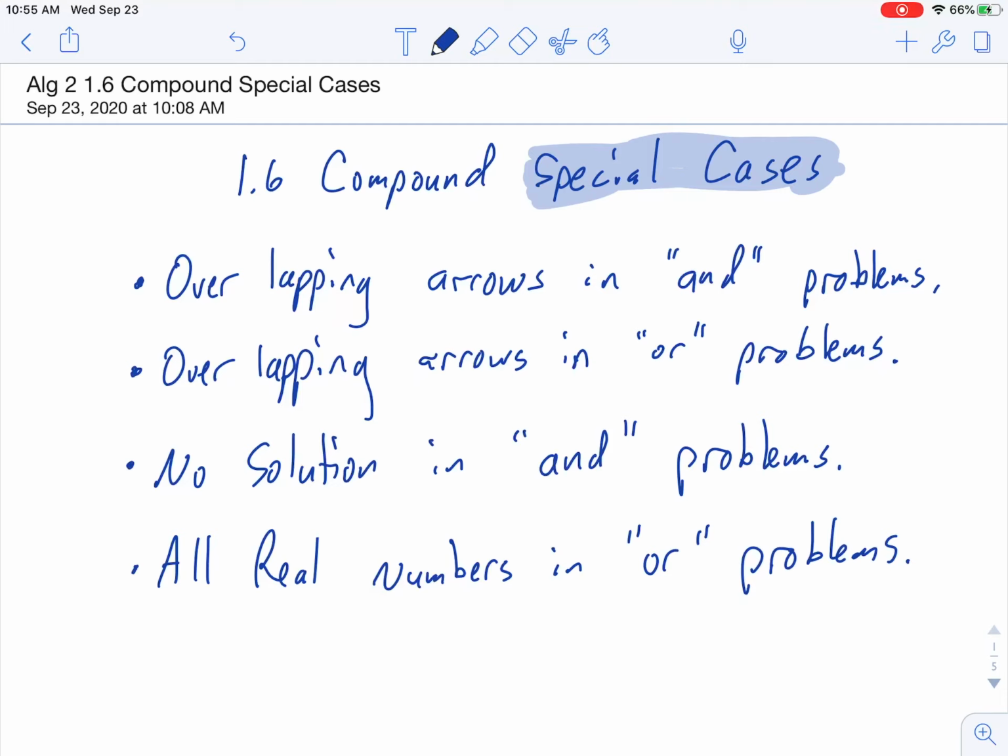One is when you have overlapping arrows in AND problems, and again, those are called conjunctions. The second is overlapping arrows in OR problems. The third is when you have no solution in AND problems, and the fourth is when you have all real numbers in OR problems. So these are four separate things that can happen.